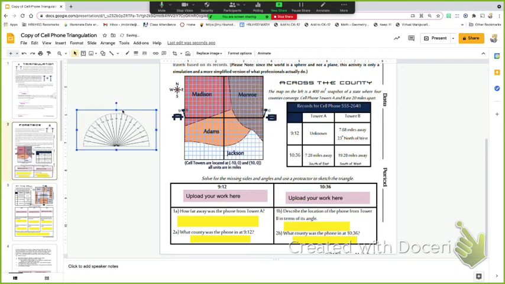Okay, where'd you guys meet? Monroe? You should have met in Monroe County. So you should have met in Monroe. So that's what you would put here. This was 13.3.